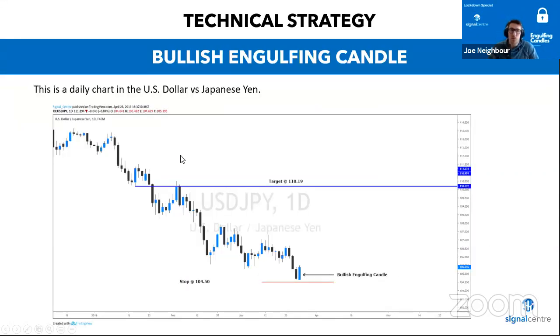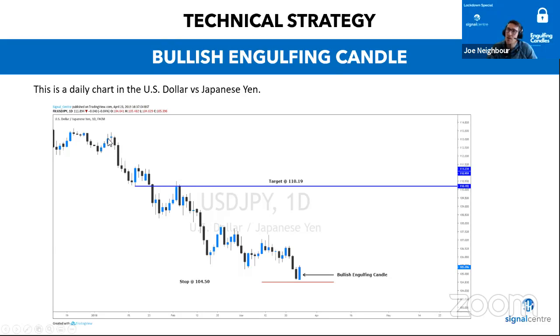So in practical examples, this is a bullish engulfing candle that I've highlighted on a daily dollar yen chart. This goes back to simpler times, back in March last year. I put this presentation together a number of months ago, so just revisiting it today. But it's a nice clean example of a bullish engulfing candle.